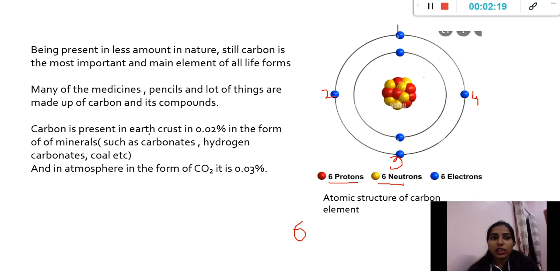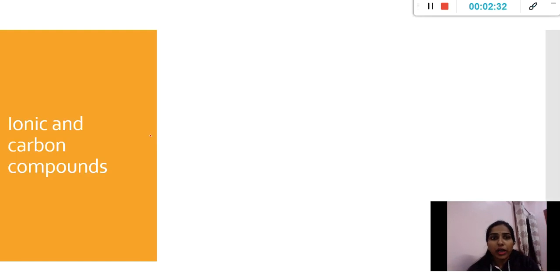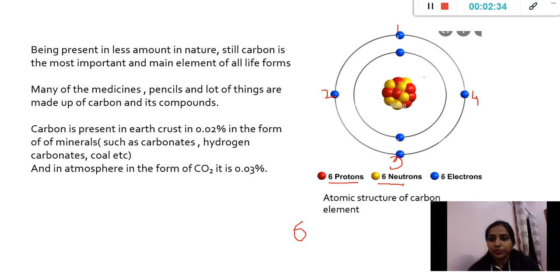Carbon is present in the earth's crust at 0.02% in the form of minerals like coal, petroleum, hydrogen carbonates, carbides, etc. And in the atmosphere, carbon is present in the form of carbon dioxide at 0.03%.